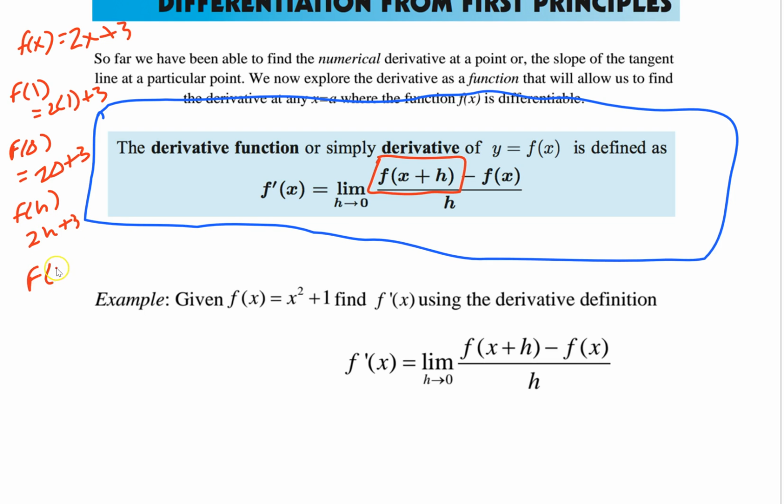So how about f of x plus h? Just like everything else, all you've been doing is plugging in for h. Do the exact same thing for x plus h. You plug x plus h in for x there. So it should look like this: 2 parentheses x plus h, plus 3. That's how you plug in x plus h.